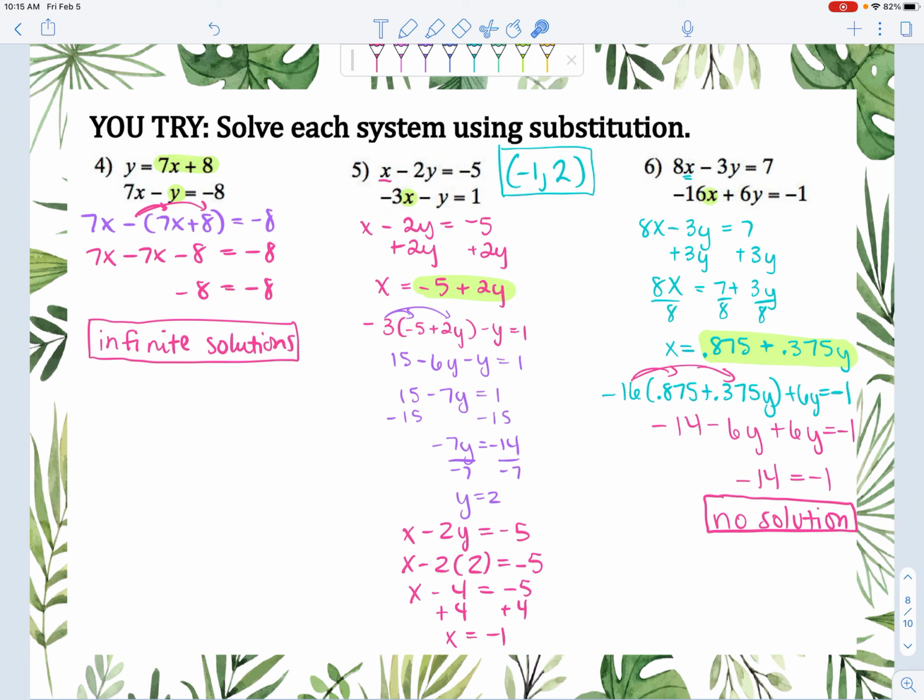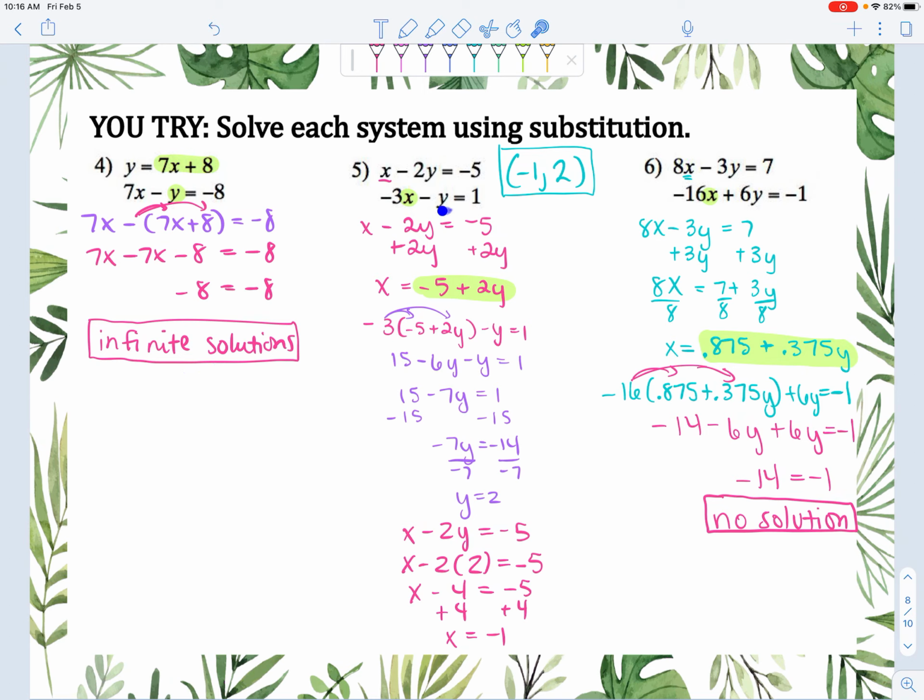Here's what I'm getting when I solve the systems. For the first one, the y variable was already by itself, so I took that expression, substituted it for the y in the second equation, attempted to solve, got an identity, so we have infinite solutions.